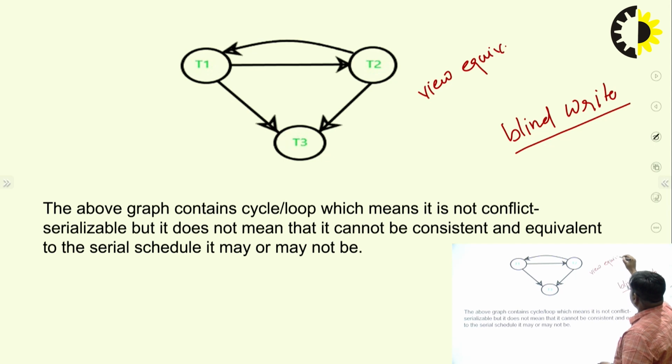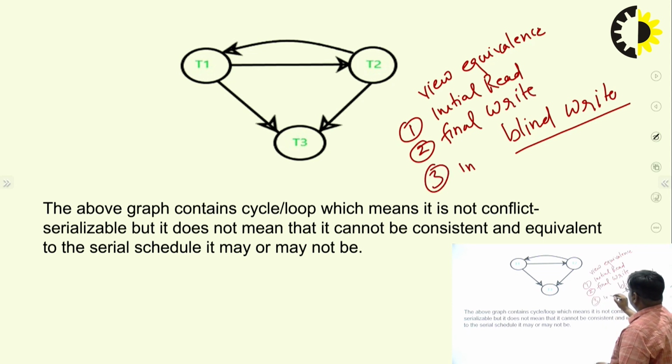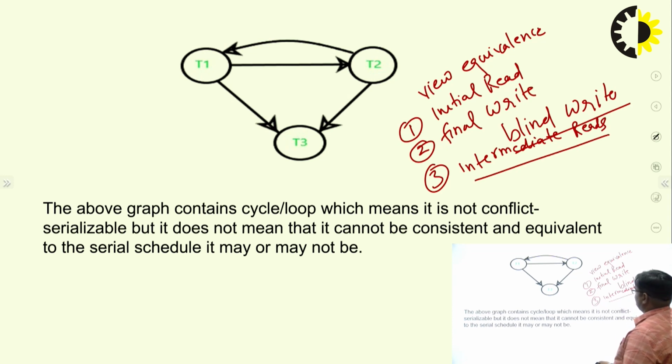To check for view equivalence, we have to check mainly three conditions. First is who has done the initial read, who has done the final write, and who has done the intermediate reads. So it should be equivalent to a serial schedule with these three conditions.